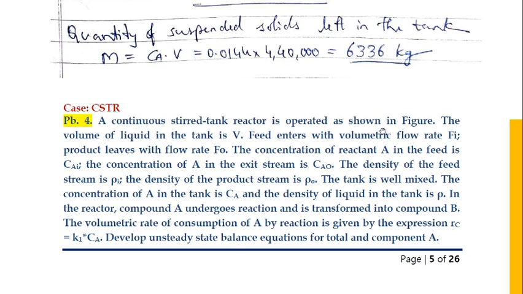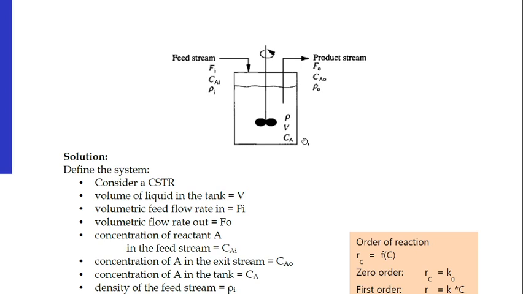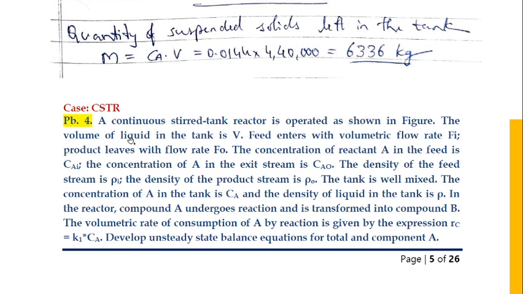We have a continuous stirred tank reactor. The volume of the liquid inside the tank, please note, the volume of the tank and the liquid in the tank are different. Usually the tank is not completely filled, it is partially filled, possibly around 75% approximately. So let me take the volume of the liquid in the tank as V meter cube or V liter, whatever the unit is. The feed enters with a volumetric flow rate. So the volumetric flow rate of the feed, we note it as Fi, and it leaves with a volumetric flow rate F0.